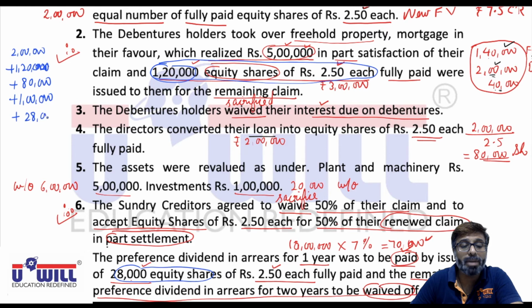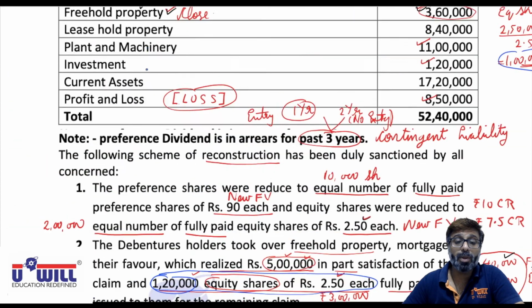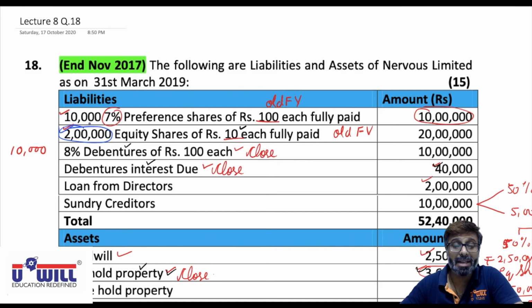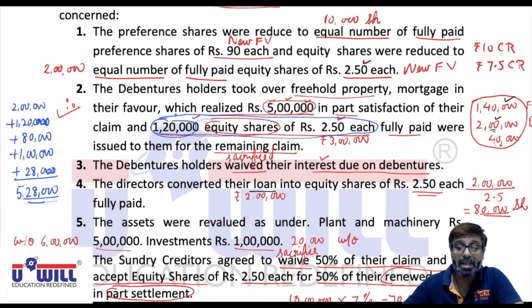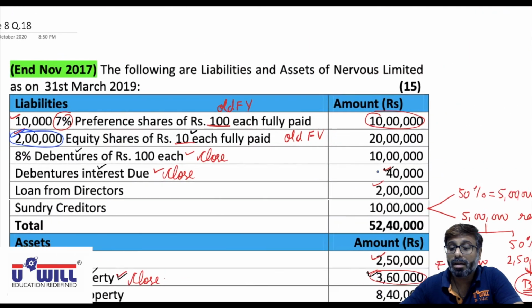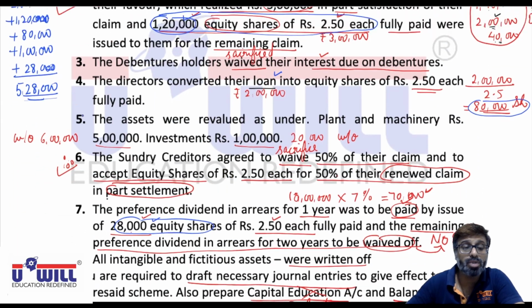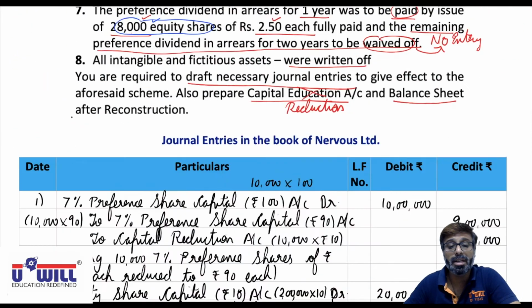So now in the balance sheet, how many equity shares will come? 2 lakhs, 3 lakhs, 4 lakhs, 4,25, 5,28,000 equity shares. I repeat it once more, listen carefully: 2 lakh equity shares in the balance sheet, plus 1,20,000 issued to debenture holders, plus 80,000 issued against loan to directors, plus 1 lakh issued to creditors, plus 28,000 issued against preference dividend. So 5,28,000 equity shares will come.